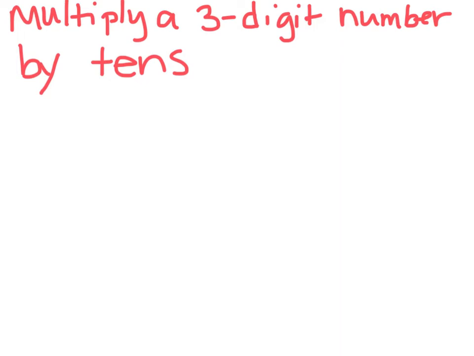Now that we're comfortable with 2-digit numbers, let's move on to 3-digit numbers. We're going to learn to multiply a 3-digit number by tens. This process is very similar to the process you use to multiply a 2-digit number by 10, so I know you're going to pick this up quickly. So let's begin by multiplying 520 by 30.